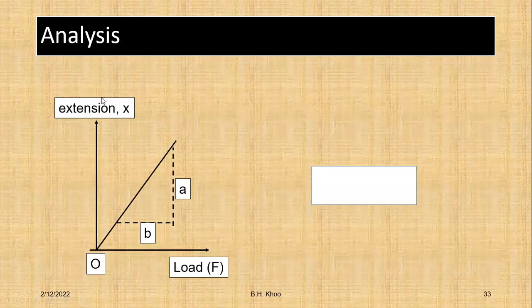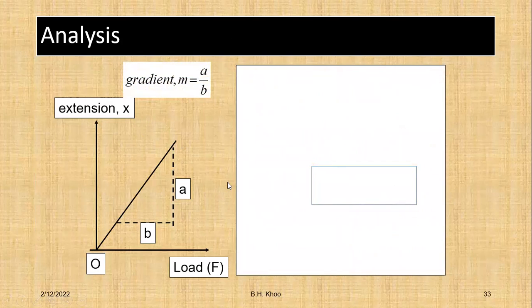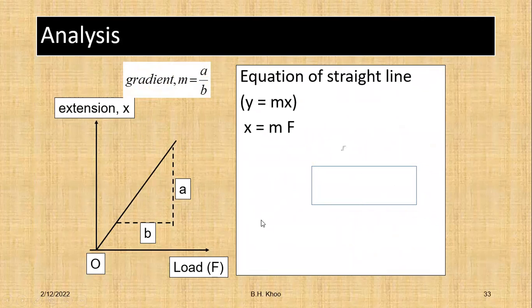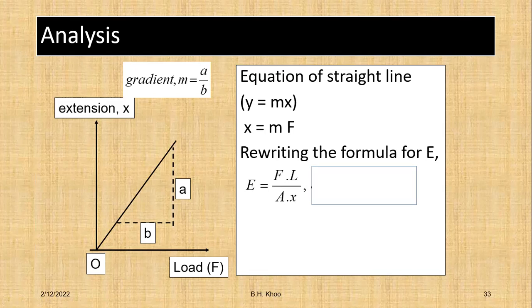Okay, then we can draw the graph, extension against load. Right? Gradient, you can find from the straight line, a divided by b. Equation of straight line, you should be able to draw: y equals mx. Y is our x, x is our F. So that's one equation. Then we can rewrite our equation for E in terms of x first: take our x up, take our E down, take our F to the other side.